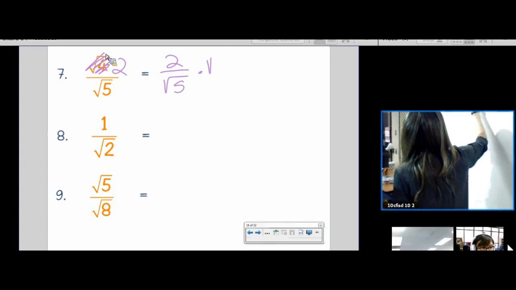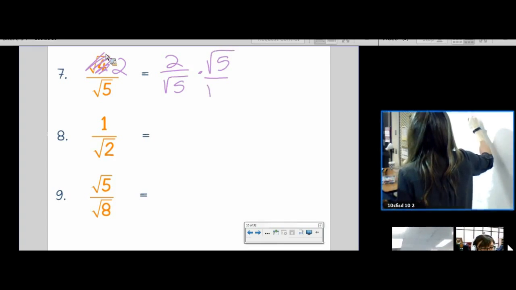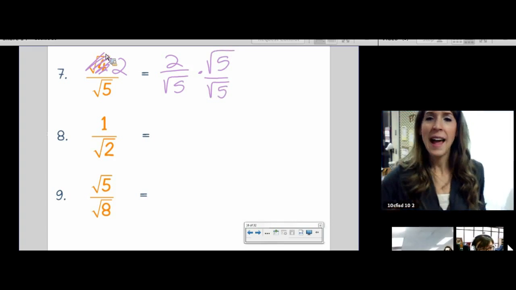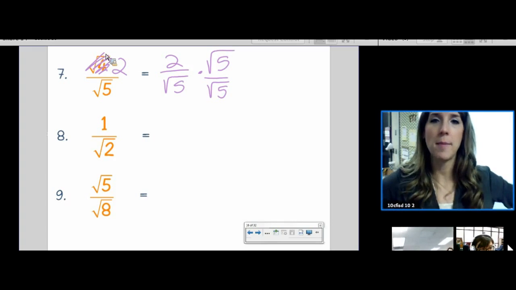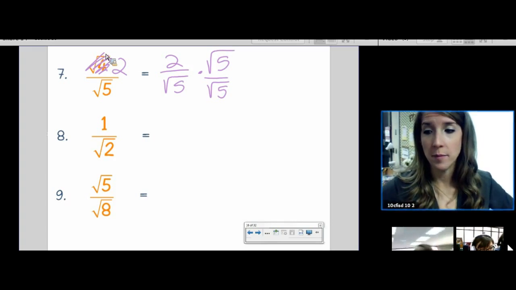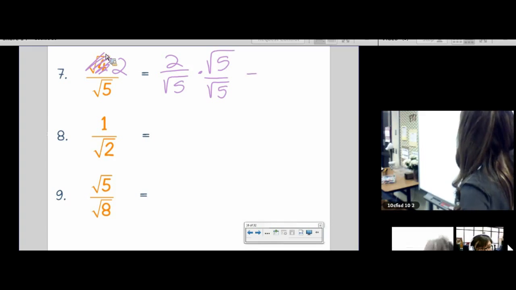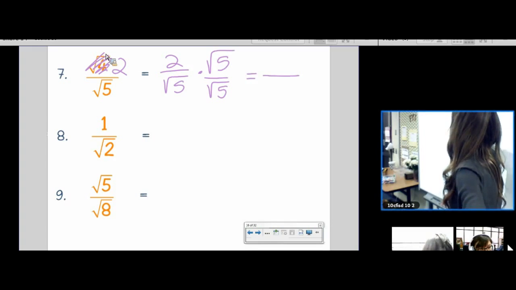So now we need to multiply by a really fancy number 1. How did I pick which number 1 to multiply by? I looked at the denominator. All right, so I'm going to multiply across the top.